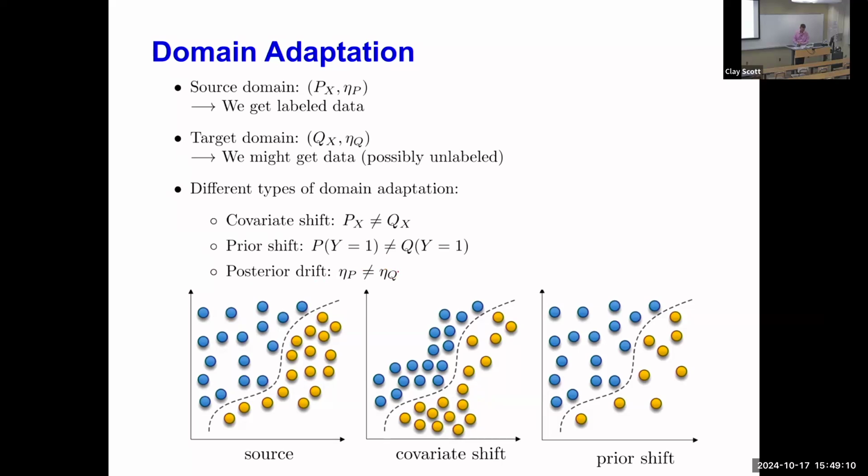By the way, I didn't include the citation, but someone did a recent empirical study where they looked at dozens of domain adaptation problems. And they were just wondering, of all of these different models, which one occurs most frequently in real data? And the conclusion was that it's posterior drift.